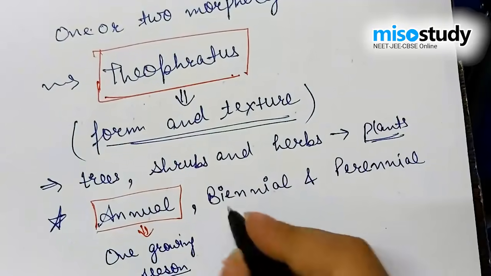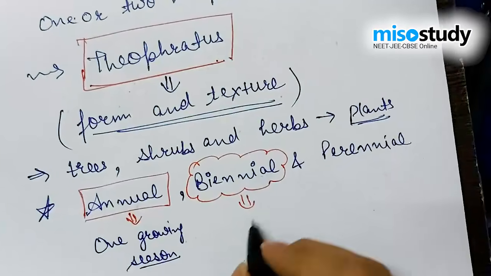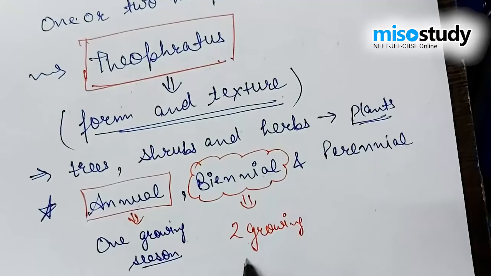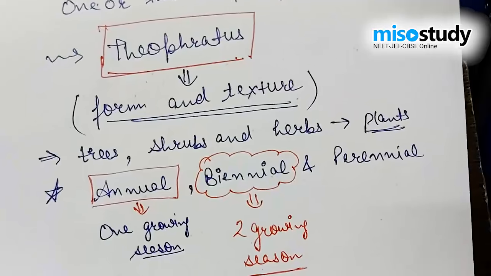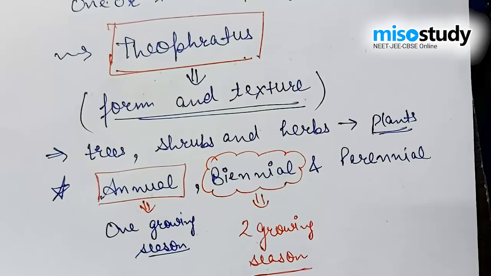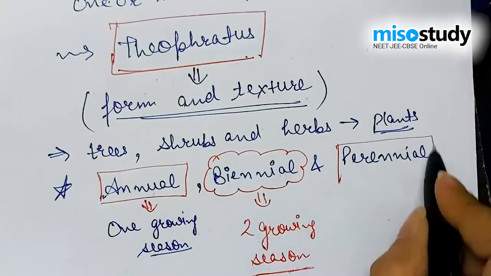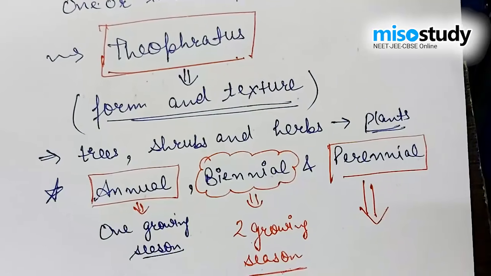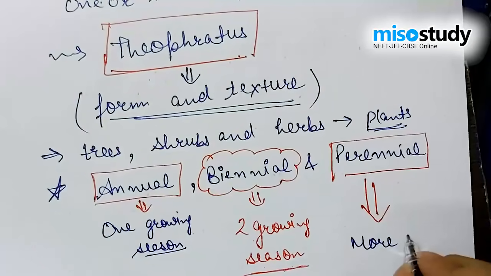Biennial plants are those plants which generally include two growing seasons. In one season there is production of the seeds, and in the next season there is proper cropping and vegetation outlet from the soil. Last one is the perennial plants. Perennial plants are those which live more than 3 years or 3 cycles.